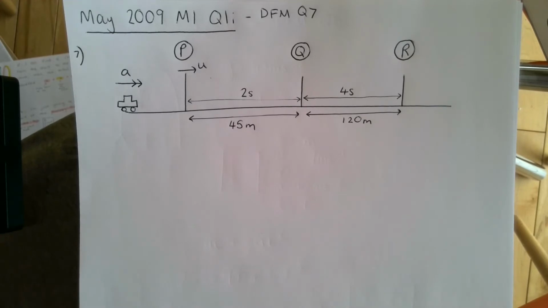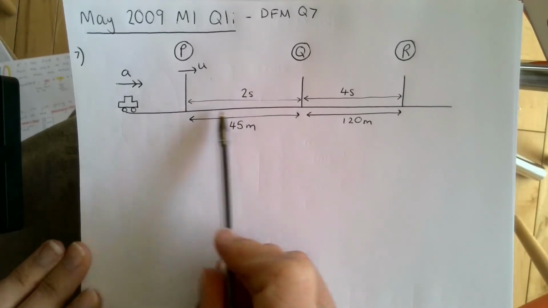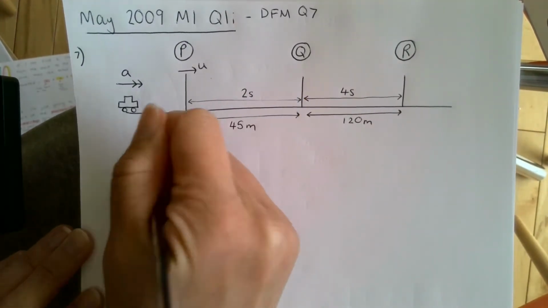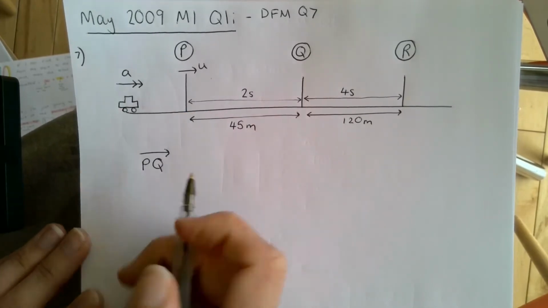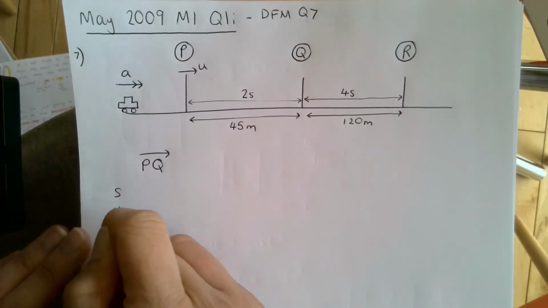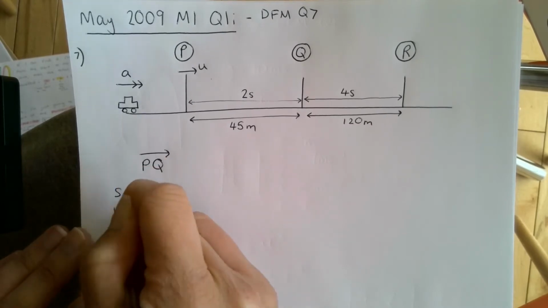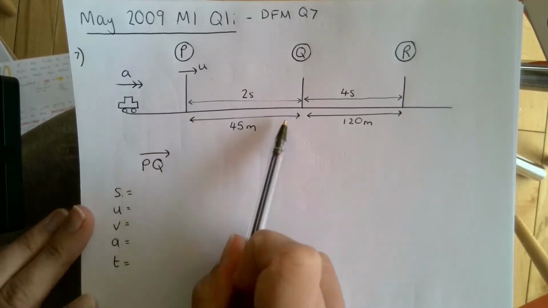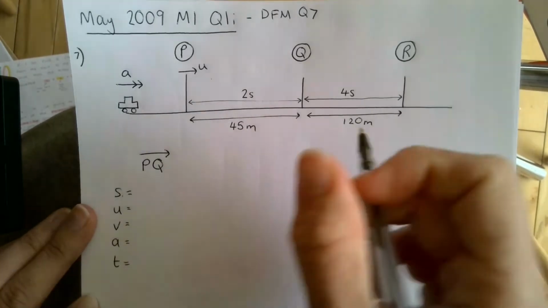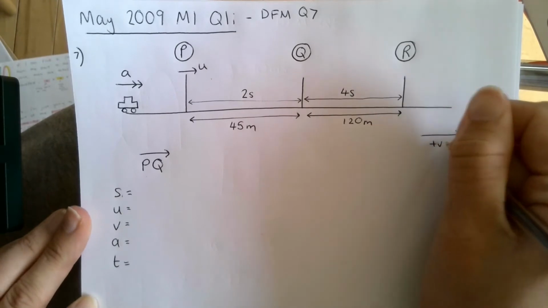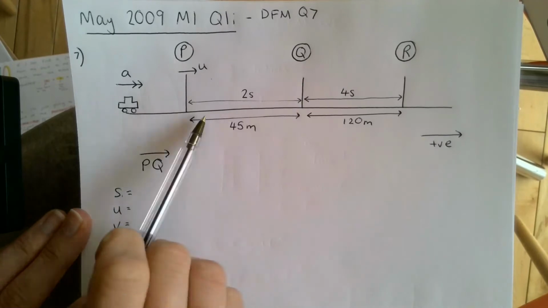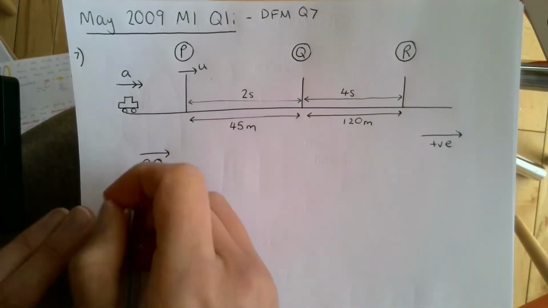So we've got quite a lot of unknowns in this problem. But what I'm going to do is first just focus on the section from P to Q, this bit here. Now let's write what we know. S, the displacement from P to Q, is 45 metres. I'm taking this direction as being my positive direction. Quite obvious that I was going to choose that, otherwise I'd be working backwards the whole time. So from P to Q is 45 metres.